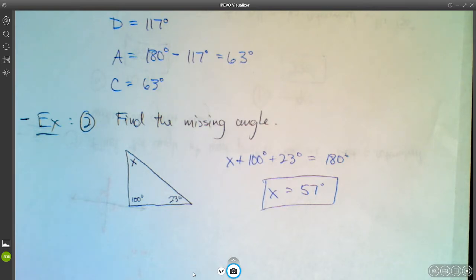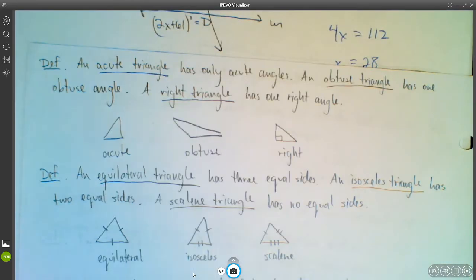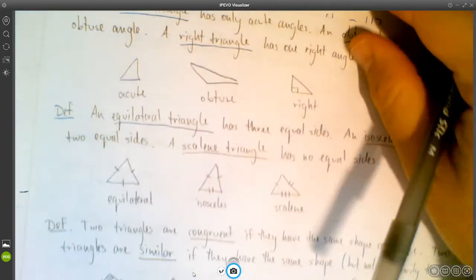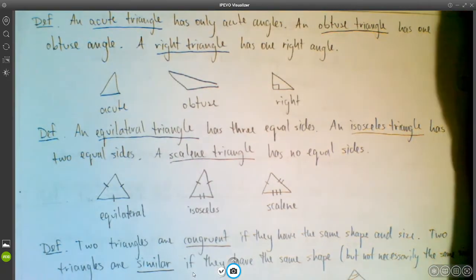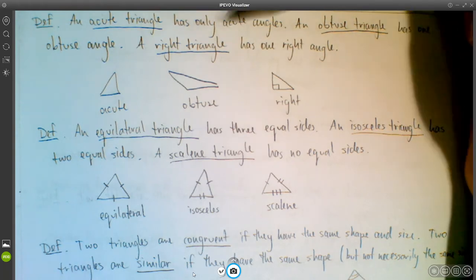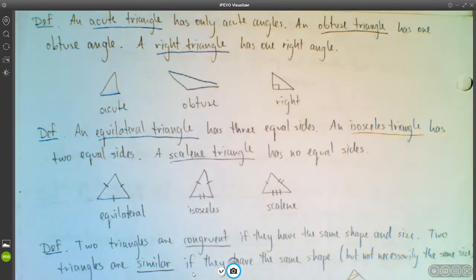Okay, here are some more facts about triangles, just some definitions. So first of all, an acute triangle has only acute angles. An obtuse triangle has one obtuse angle, and notice that it can't have more than one obtuse angle, right? Because an obtuse angle, remember, means that the angle is between 90 degrees and 180 degrees.